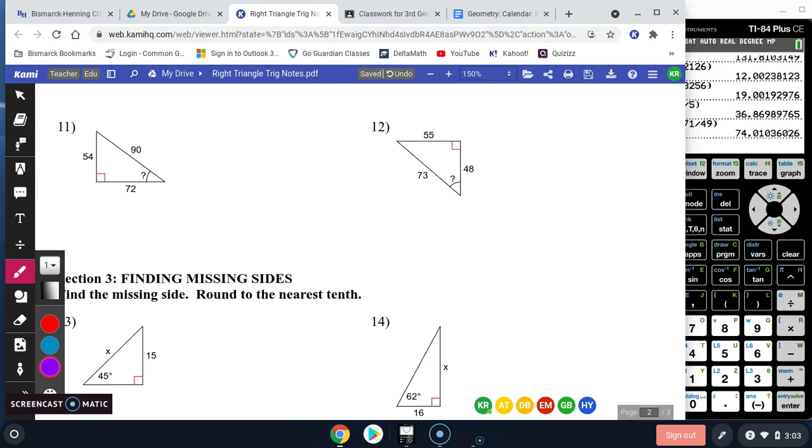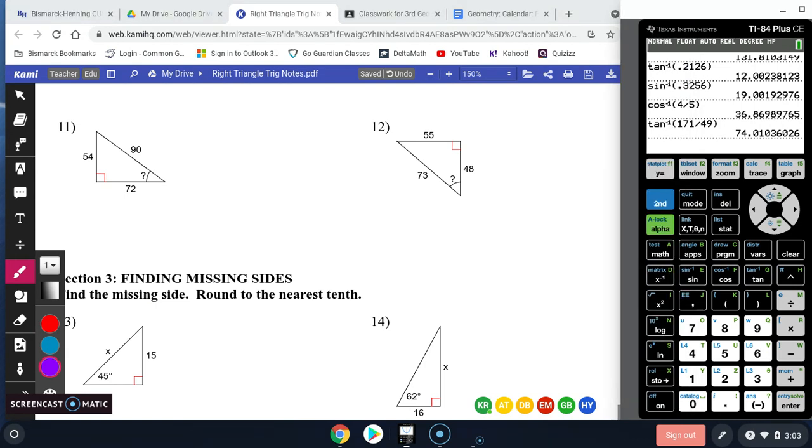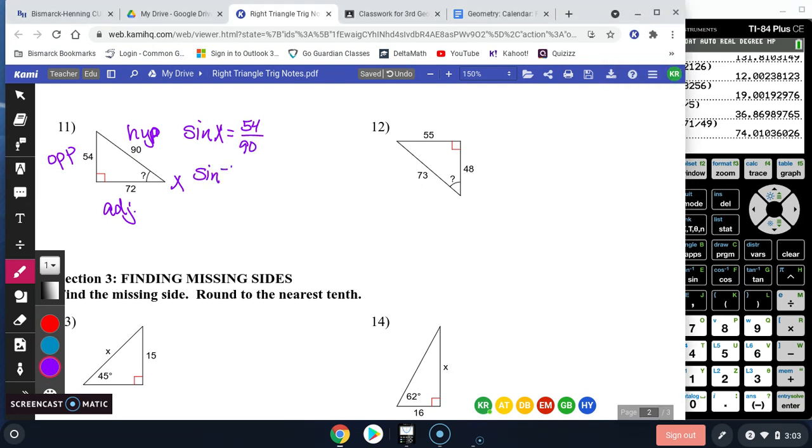Okay. All right. These last two, same thing. But you'll notice what's different about these is you have all three sides. So you have enough information, you can pick whether you want sine, cosine, or tangent. I've labeled my sides so I know which one's which. So let's say I want to do sine. Well, sine of X is opposite 54 over hypotenuse 90. So I would go inverse sine of 54 divided by 90.